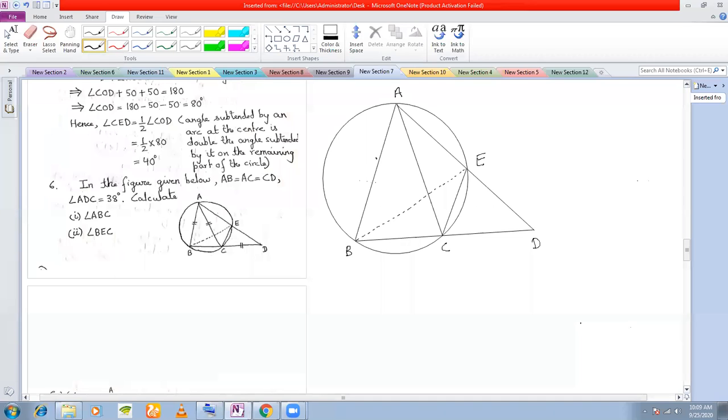And what else is given? That this side is equal to this side is equal to CD. Okay. And the question here is, and also what is given is ADC is equal to 38 degree. Let us mark what is given.